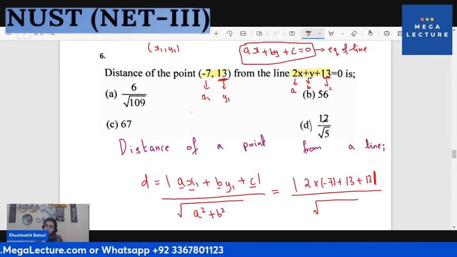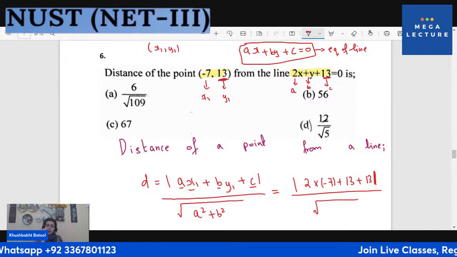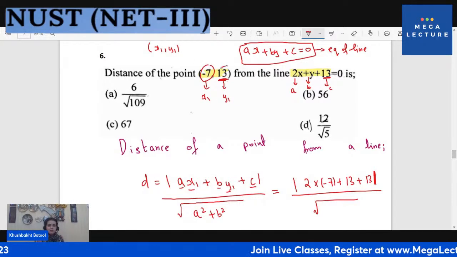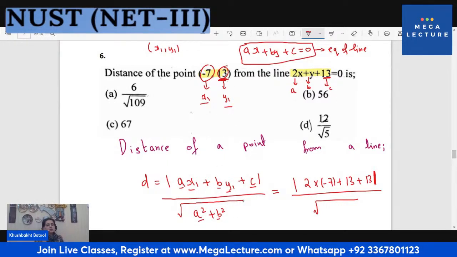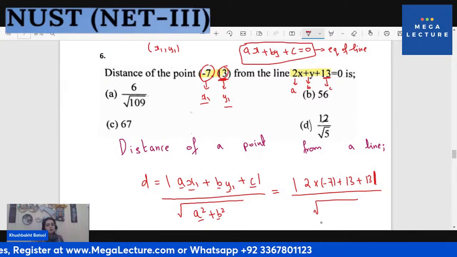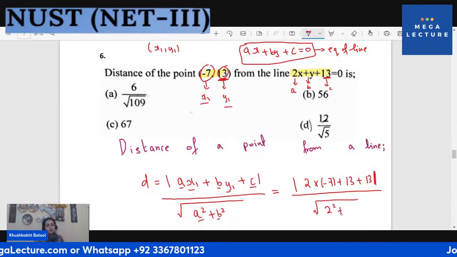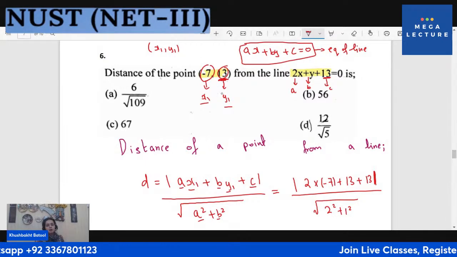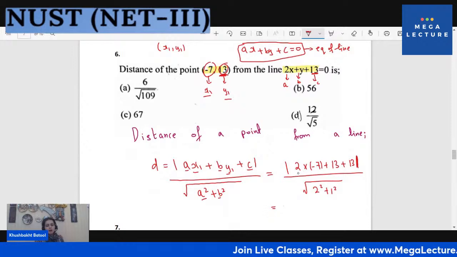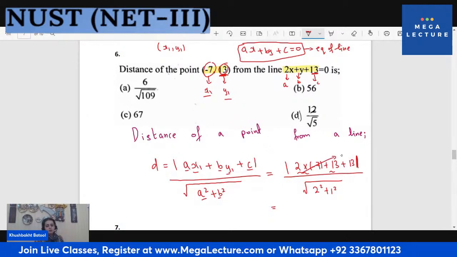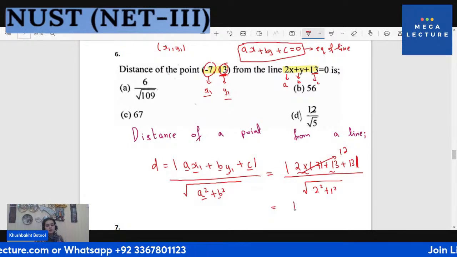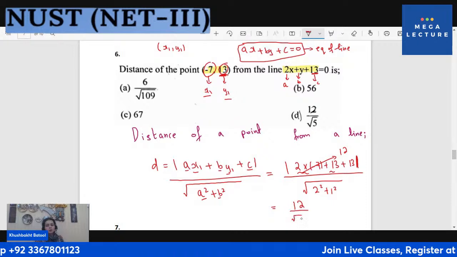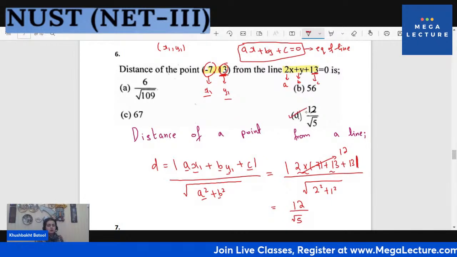Now for some reason students are doing this number squared plus this number squared. This is x1, this is y1, this is a, and this is b. A is the coefficient of x, b is the coefficient of y. So you will do 2 squared plus 1 squared, and upon simplification this would give you minus 14 plus 13. It would give you minus 1 plus 13. This all is going to give you 12, and this would give you 5, so it would be root 5. So the answer is going to be 12 divided by root 5, and it is D option, right?